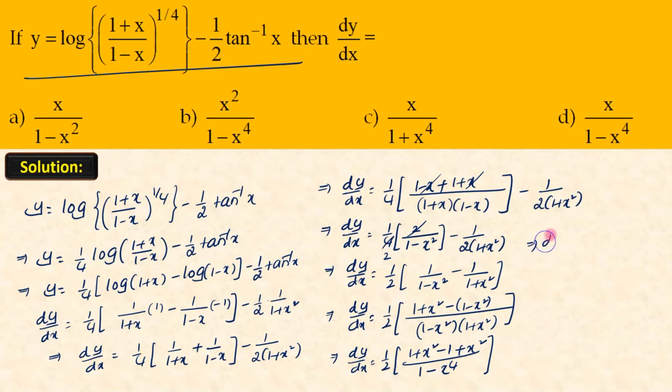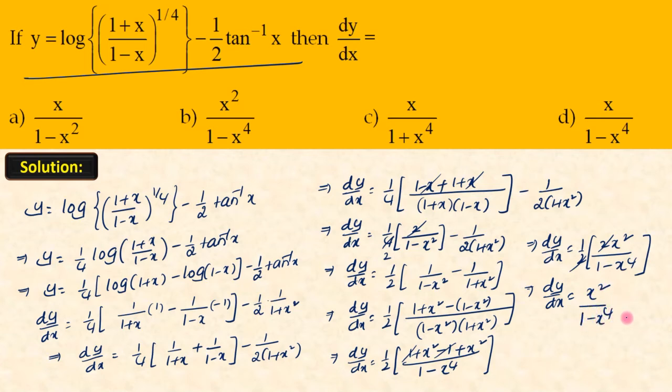That implies dy by dx is equals to 1 by 2 into, here plus 1 minus 1 get cancelled, x square plus x square is 2x square, divided by 1 minus x power 4. This implies dy by dx is equals to, here 2 get cancelled, x square divided by 1 minus x power 4. Therefore the answer is option B.